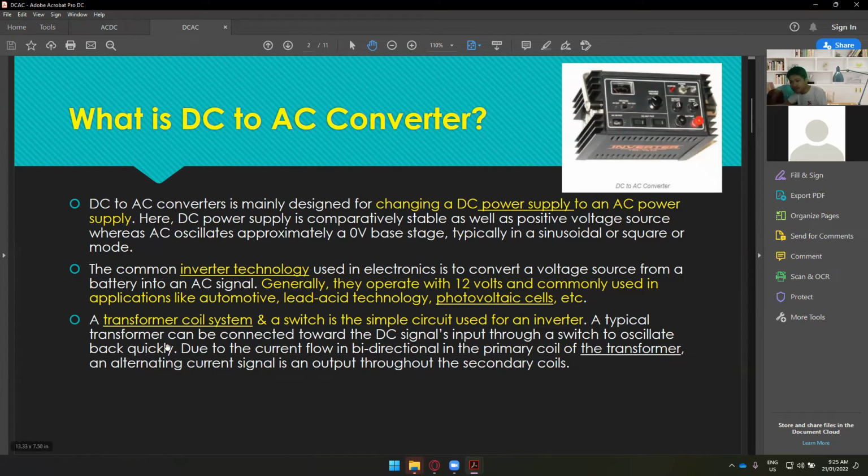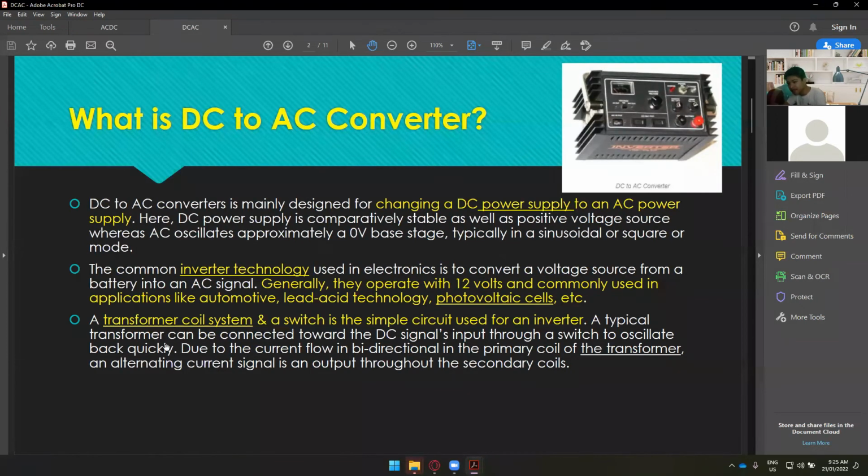A transformer coil system and a switch is the simple circuit used for an inverter. So we have a transformer, and then we have a switch for that one. In AC to DC, we only have a transformer, but for DC to AC, we have two: the transformer coil system and then a switch for the inverter.